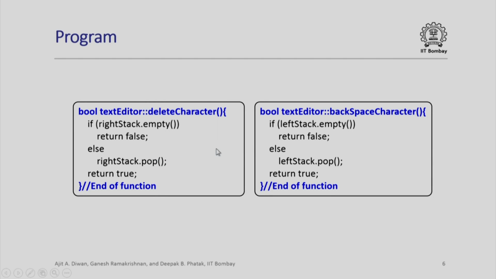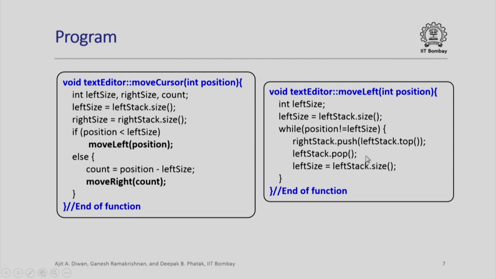Let us examine the deletion of characters. It can happen due to two possibilities, one due to delete key press, another due to backspace key. Again, as explained last time, the right stack dot pop will implement the delete character, and left stack dot pop will implement the backspace character. Notice the precaution we are taking to check whether the stack is empty, because if a stack is empty, I cannot delete anything in that stack.